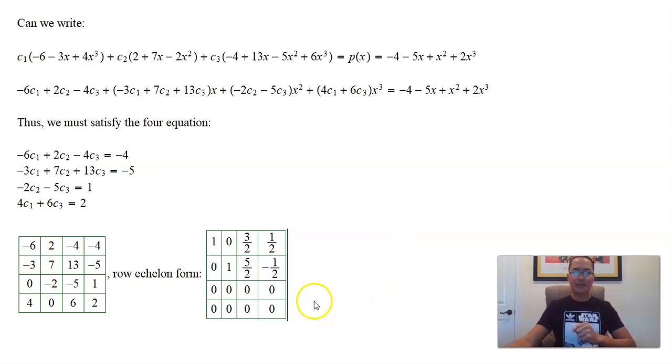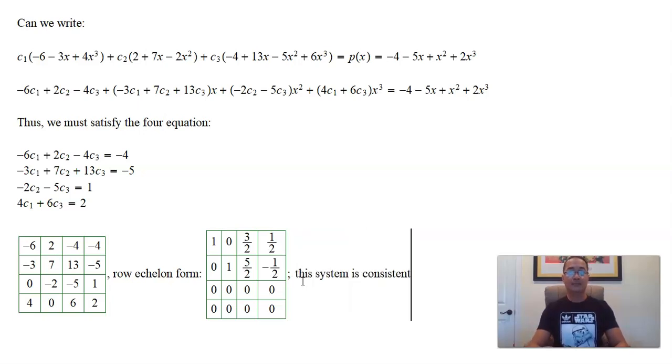Ooh, okay. So you remember your consistency test or inconsistency test? Zeros, zeros. So we don't see 0 equal to 1. Okay, so this system is consistent. So as usual, we can look for all the solutions. How will we write it? Like C1 plus 3 halves C3 equals 1 half, and so on.